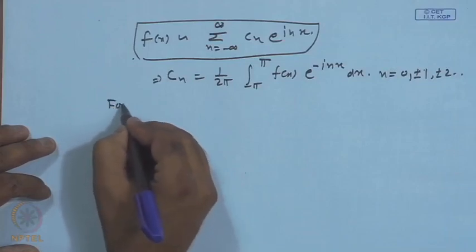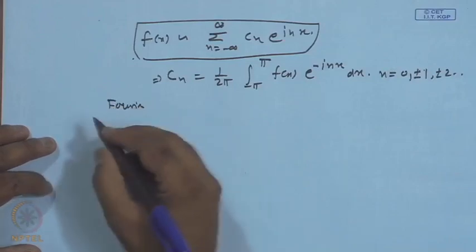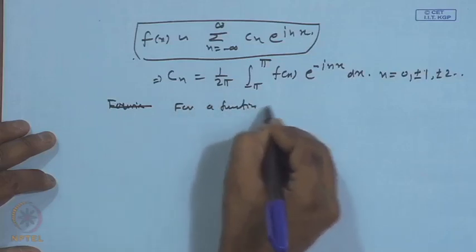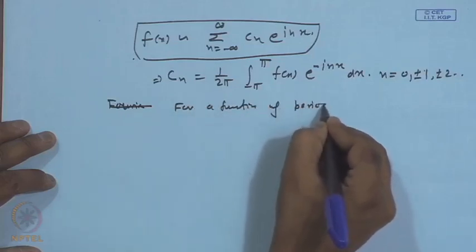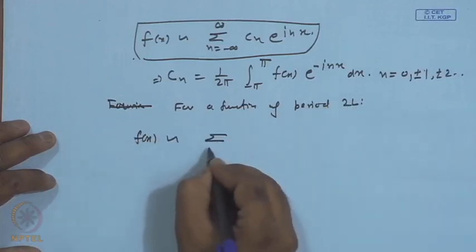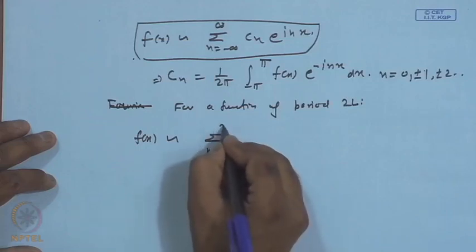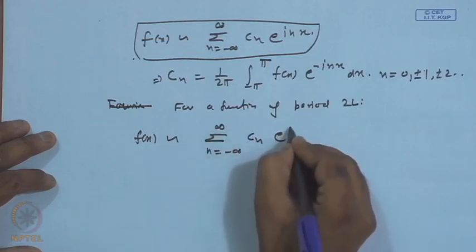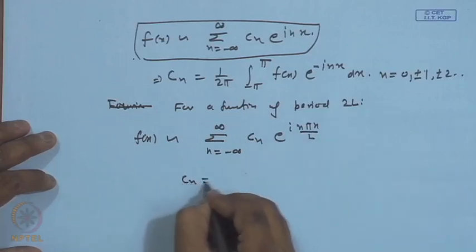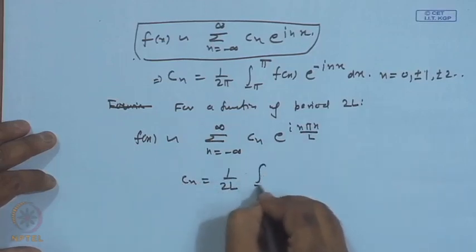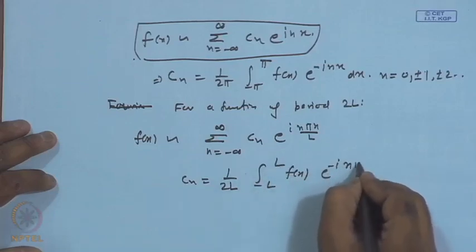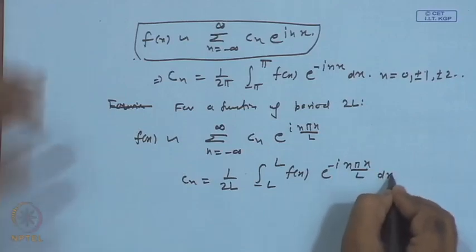So, if we have a function of period 2L, we have f(x) equal to sum from minus infinity to plus infinity of C_n e^(i n pi x over L), where C_n will be 1 over 2L, integral from minus L to L of f(x) e^(-i n pi x over L) dx.